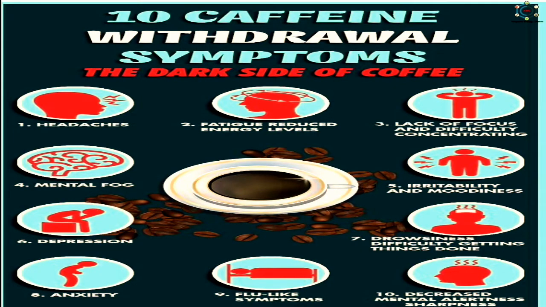Here you can see the 10 caffeine withdrawal symptoms, the dark side of coffee. First one is headaches, then fatigue, reduced energy levels, lack of focus and difficulty concentrating, mental fog, irritability and moodiness, depression, drowsiness, difficulty getting things done, anxiety, flu-like symptoms, decreased mental alertness and sharpness, etc. So these are the 10 caffeine withdrawal symptoms, the dark effects of coffee.